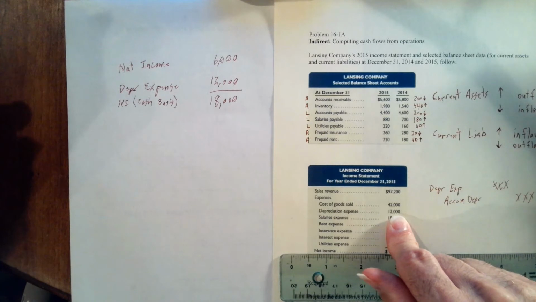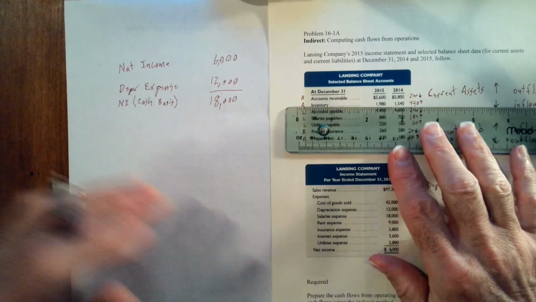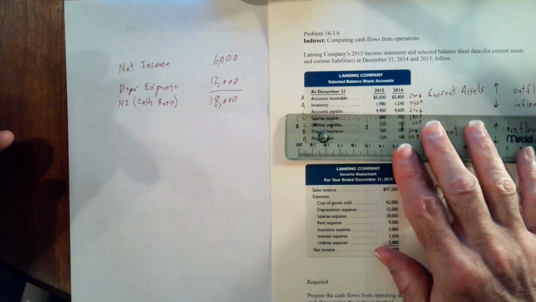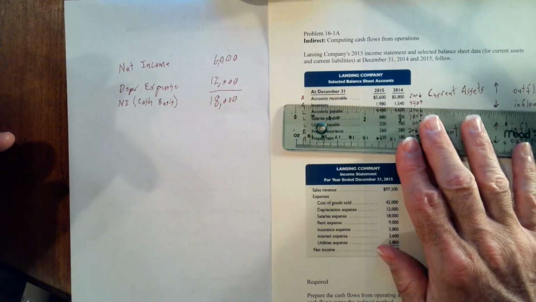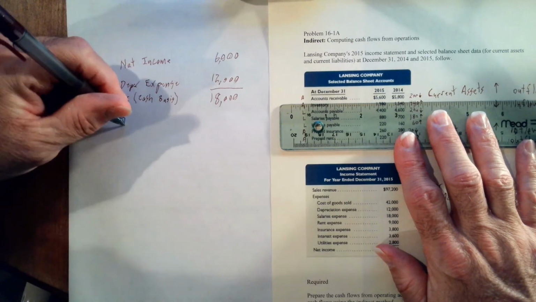Alright, then I go through my current assets and my current liabilities and I start trying to figure out what's what. I can just go straight down the line if you want, because I already know what's an asset and what's a liability because I've already labeled everything. So let's do that. Starting with accounts receivable.